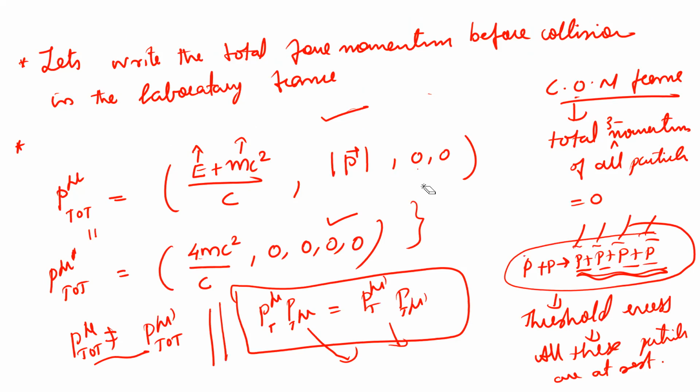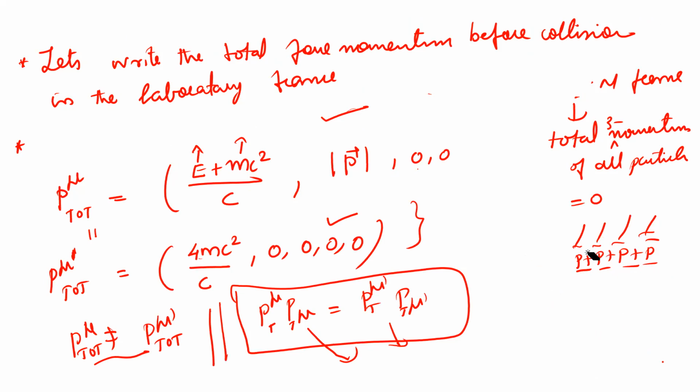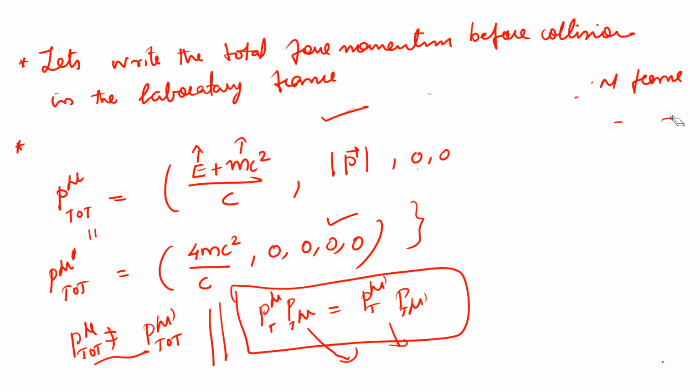If you take this, you see that on the left hand side, the total energy was E by c plus mc². I'll just write it again here. Now you take the scalar product of the 4-momentum square on both sides and make use of the fact that this is invariant.